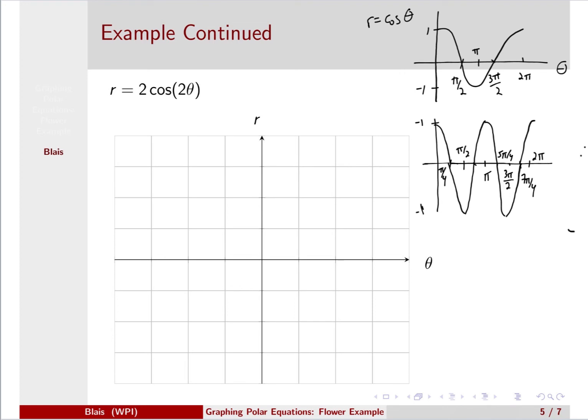So this is what... again, we're working in r theta space. This is the graph of r equals cosine of 2 theta. And then to modify this to be 2 times cosine of 2 theta, we need only increase the amplitude. Instead of going from minus 1 to 1, it will go from minus 2 to 2.